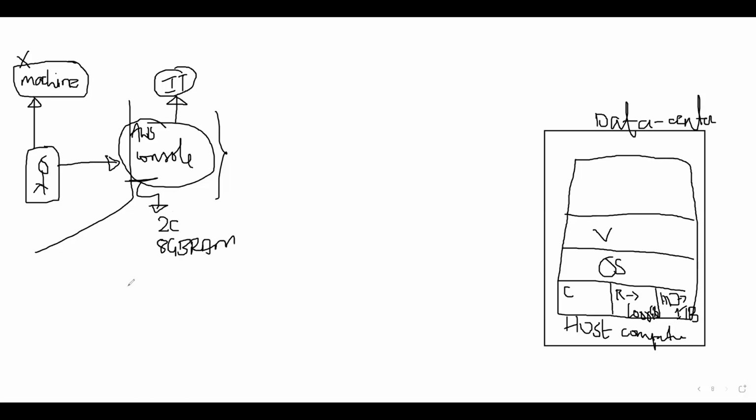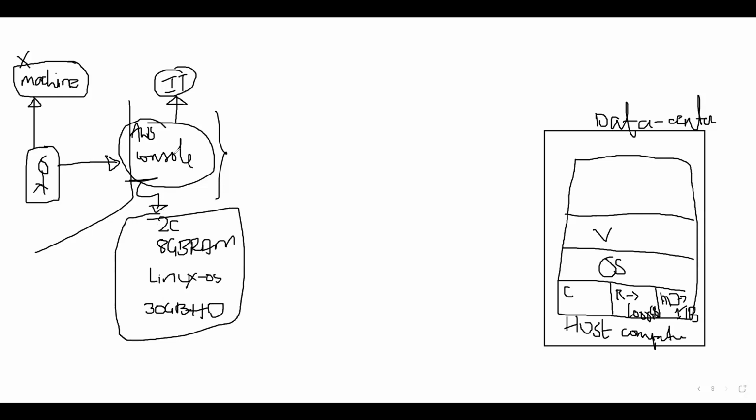with the Linux OS and a 30 GB hard disk. I'm giving this configuration, selecting it in the AWS console on one of the dashboards.